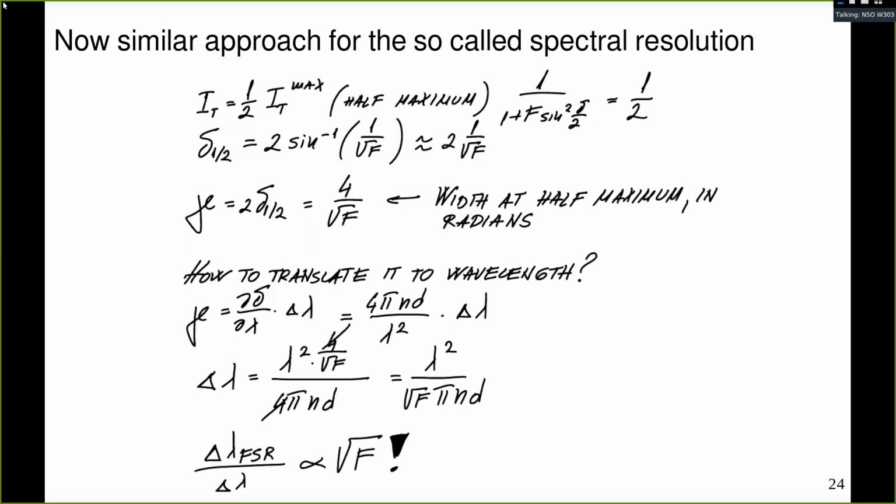And then my full width, or actually just width at the half maximum, is going to be 4 over square root of f, in radians. And now how do we translate that to wavelength? Well, we will use the same trick. We will say that gamma is d delta over d lambda times delta lambda, and I'm going to derive delta lambda from there. And it's going to turn out that delta lambda is, again, lambda squared over square root of f pi n d.